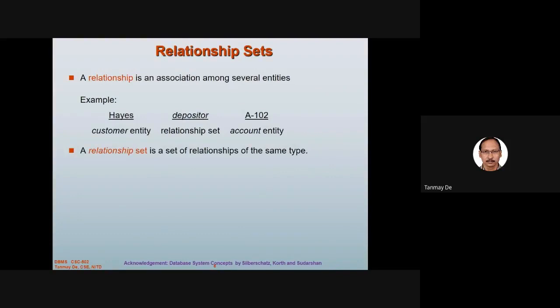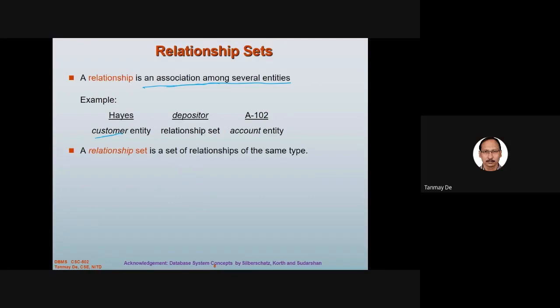So the different entity sets or entities are associated. That means one entity is associated with another entity via a relationship. That relationship is an association among several entities. For example, say Hayes is the name of a customer entity. Name actually belongs to which entity? Customer entity.